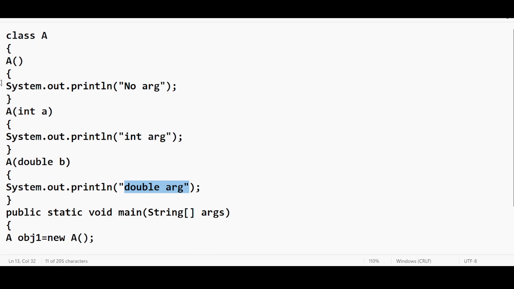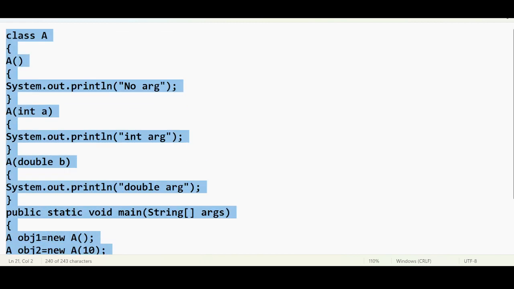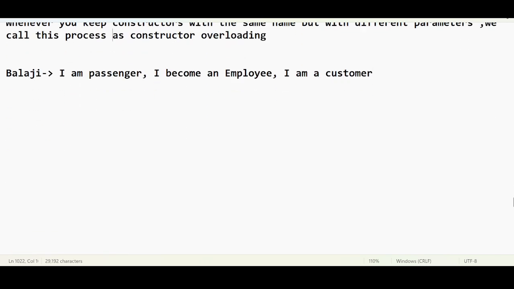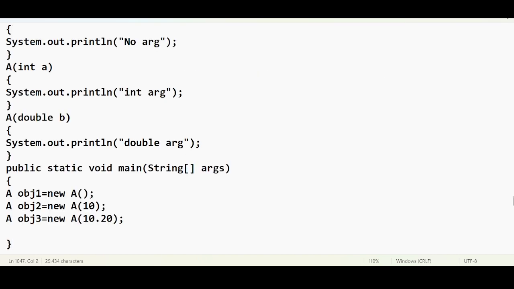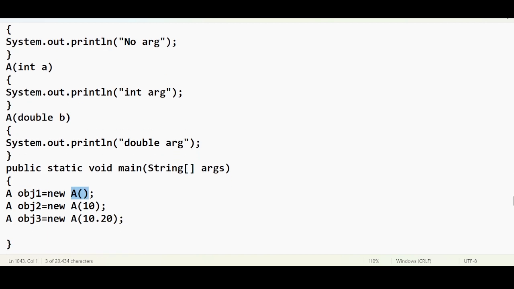Now observe this. This process is called constructor overloading. Let me copy this and paste it here. This is the typical example of constructor overloading. Three objects are created. For each and every object creation, the respective constructor is getting called.